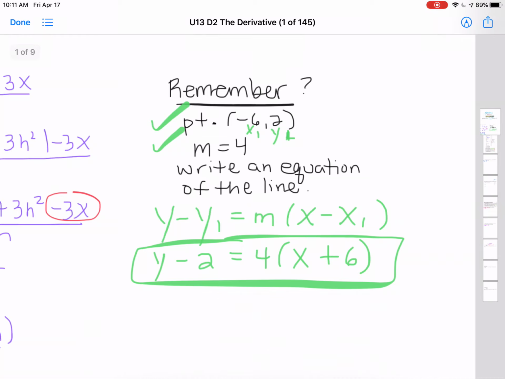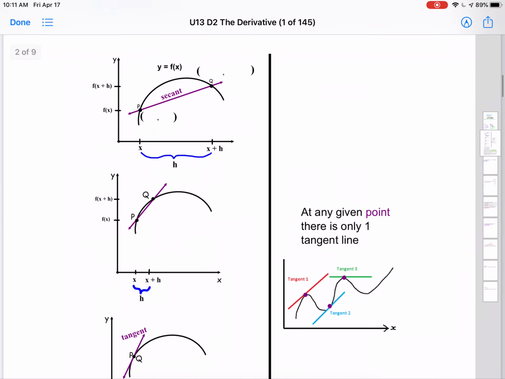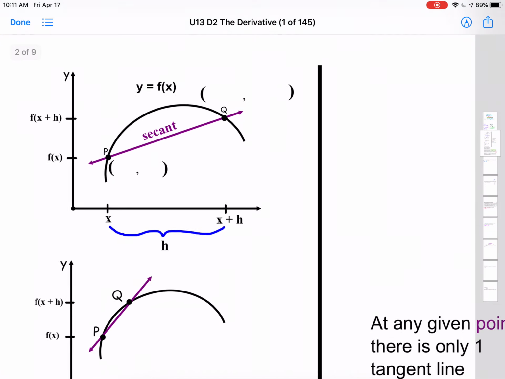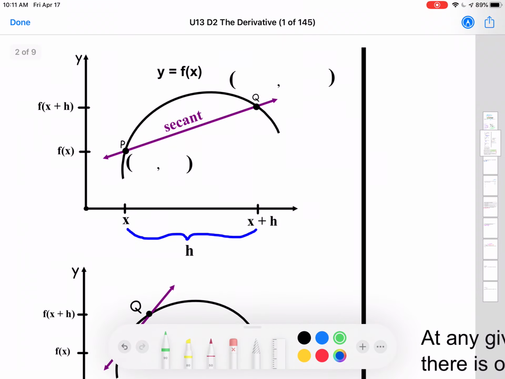All right, so let's get into today. What is this derivative? Watch. Let's look at this little diagram right here. I didn't fill everything out, so I figured we could do some of it together.